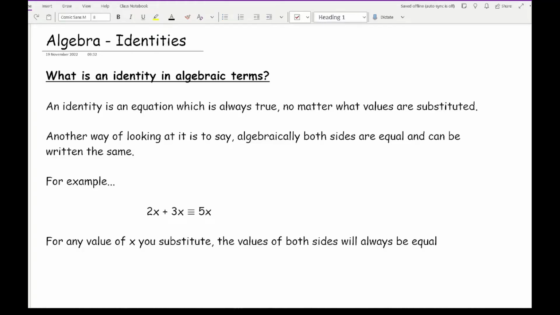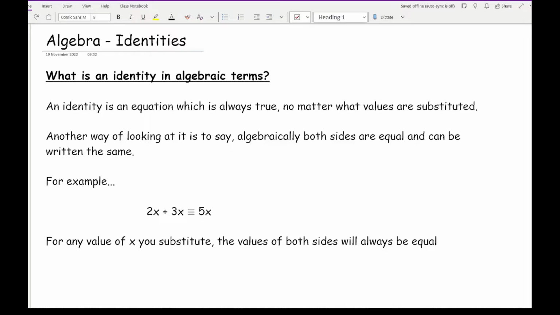Now an identity is an equation which is always true no matter what values are substituted. Another way of looking at it is to say that algebraically both sides are equal and can be written the same way. Now obviously this applies to real numbers, so the purest mathematicians may see an error in that statement, and real numbers are basically numbers that are legit and aren't imaginary.